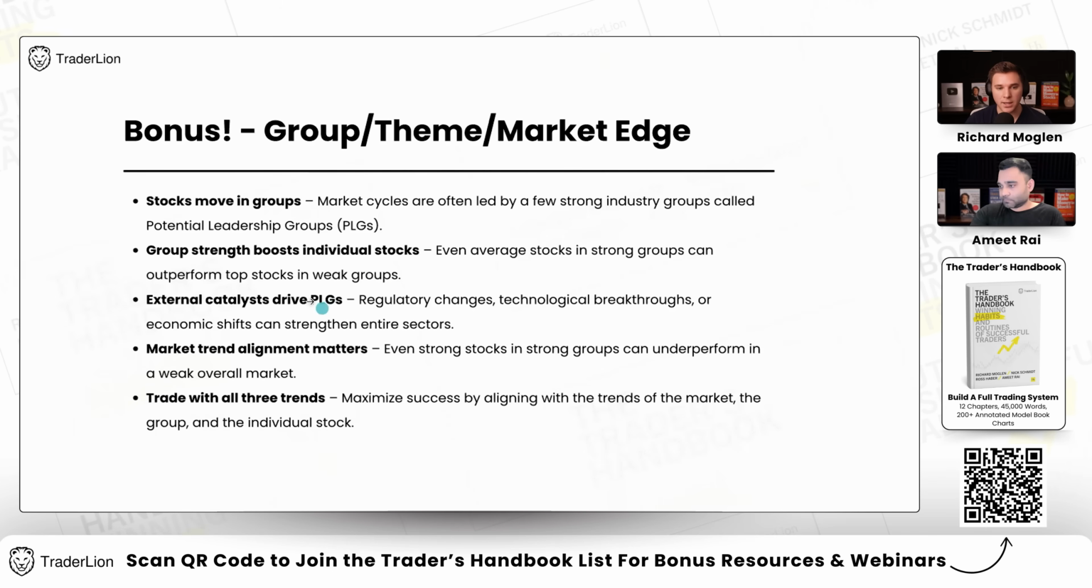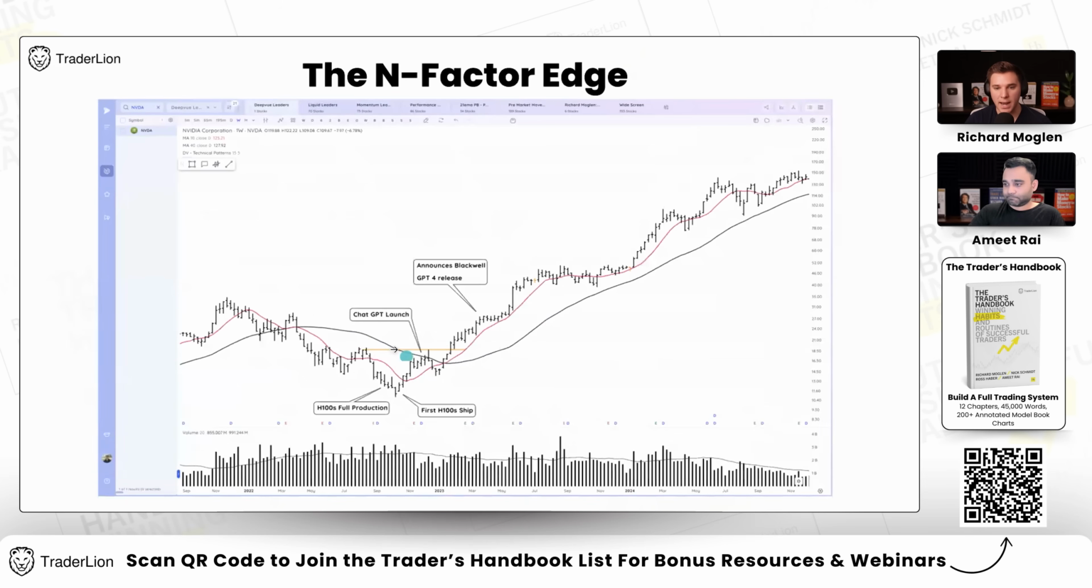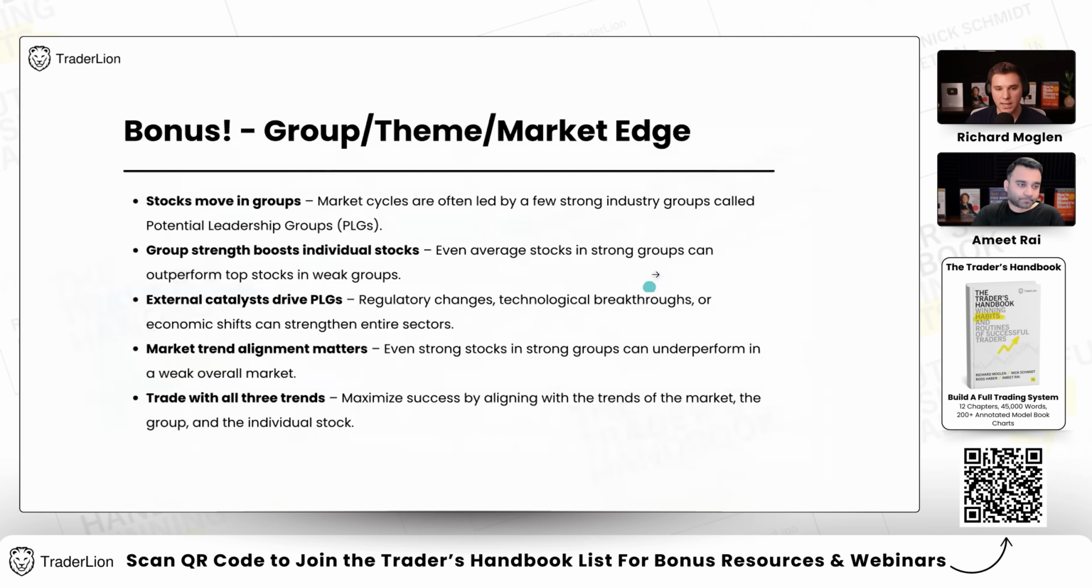External catalysts drive PLGs. Remember, this is NVIDIA, but there were so many other AI related names that made model book moves. We had other manufacturers, AVGO, all the chip manufacturers. We also had related stocks, the energy names. All this was driven by that same AI theme. ALAB with the data centers. So all of this is kind of related and part of the same theme.